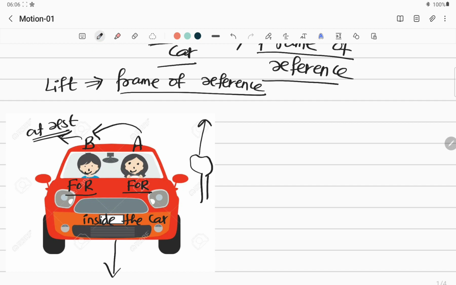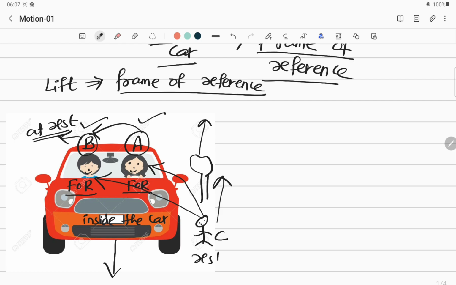But any person standing outside, for example, like this, if he sees A as well as B, what will this person feel? This person will feel that both A and B are moving forward. And if both A and B see this person C, then they feel that person C is moving backward, even though he is at rest.